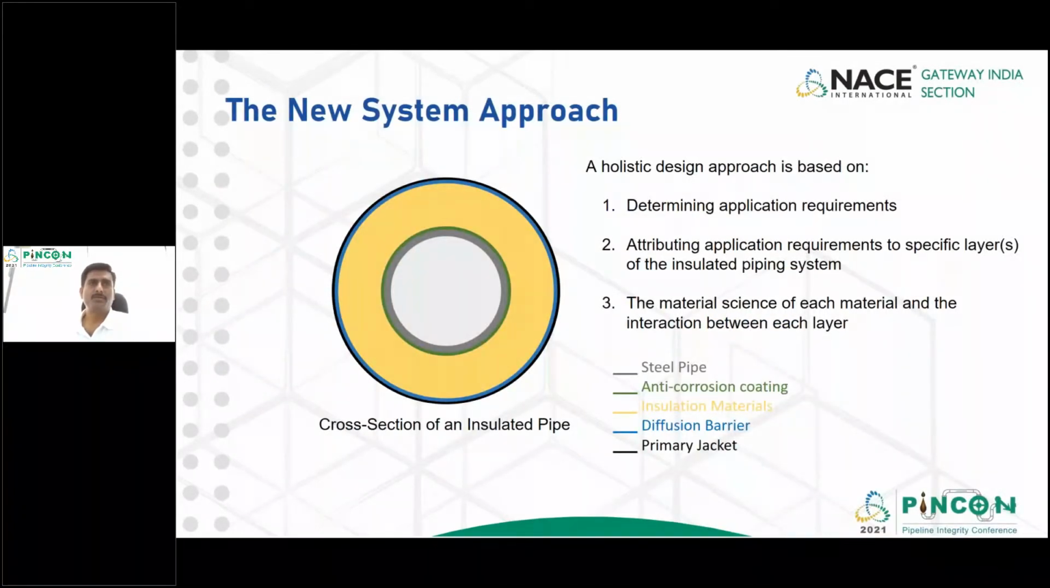In the new system approach, designers must focus on a holistic design approach to prevent corrosion. The insulated piping is a combination of 5 layers: steel pipe, anti-corrosion coating, insulation, vapor barrier, and outer weathering jacket. Determining the application of these 5 layers and their bonding between each layer forms a bonded system. This is the need of the hour for designers to specify, to prevent corrosion.